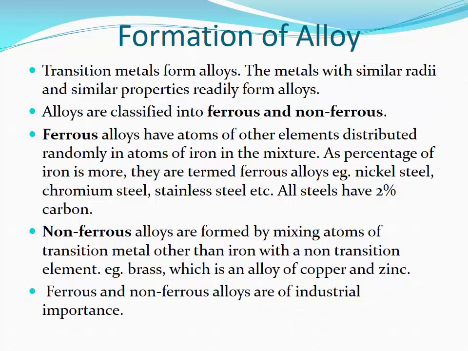Now we are going to see non-ferrous alloys. From the name we can say that there is an absence of iron. Non-ferrous alloys are formed by mixing atoms of transition metals other than iron, that is, with absence of iron, or with non-transition elements. For example, brass, which is an alloy of copper and zinc. Ferrous and non-ferrous alloys are of industrial importance.